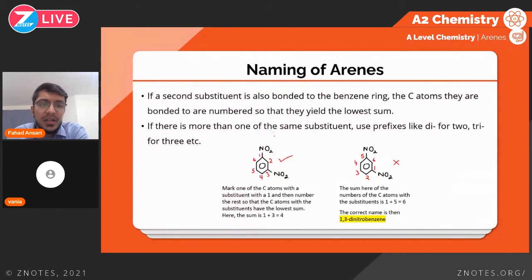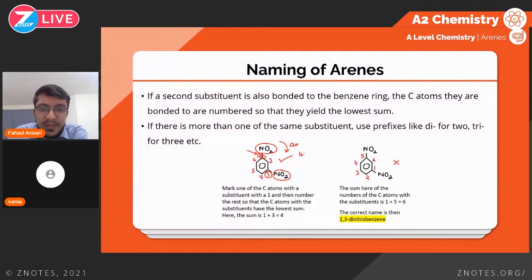For example, over here, you have two nitro groups, one over here and one over here. So what you're going to do is number the carbon atoms in the benzene ring from 1 to 6. You could start at either of these two substituents, and you could go either clockwise or anti-clockwise. But what you have to ensure is that the sum of the numbers given to the substituents has to be the smallest. For example, if I start at this carbon atom over here, this is number one, and I go clockwise, right? So I will get number one and number three.